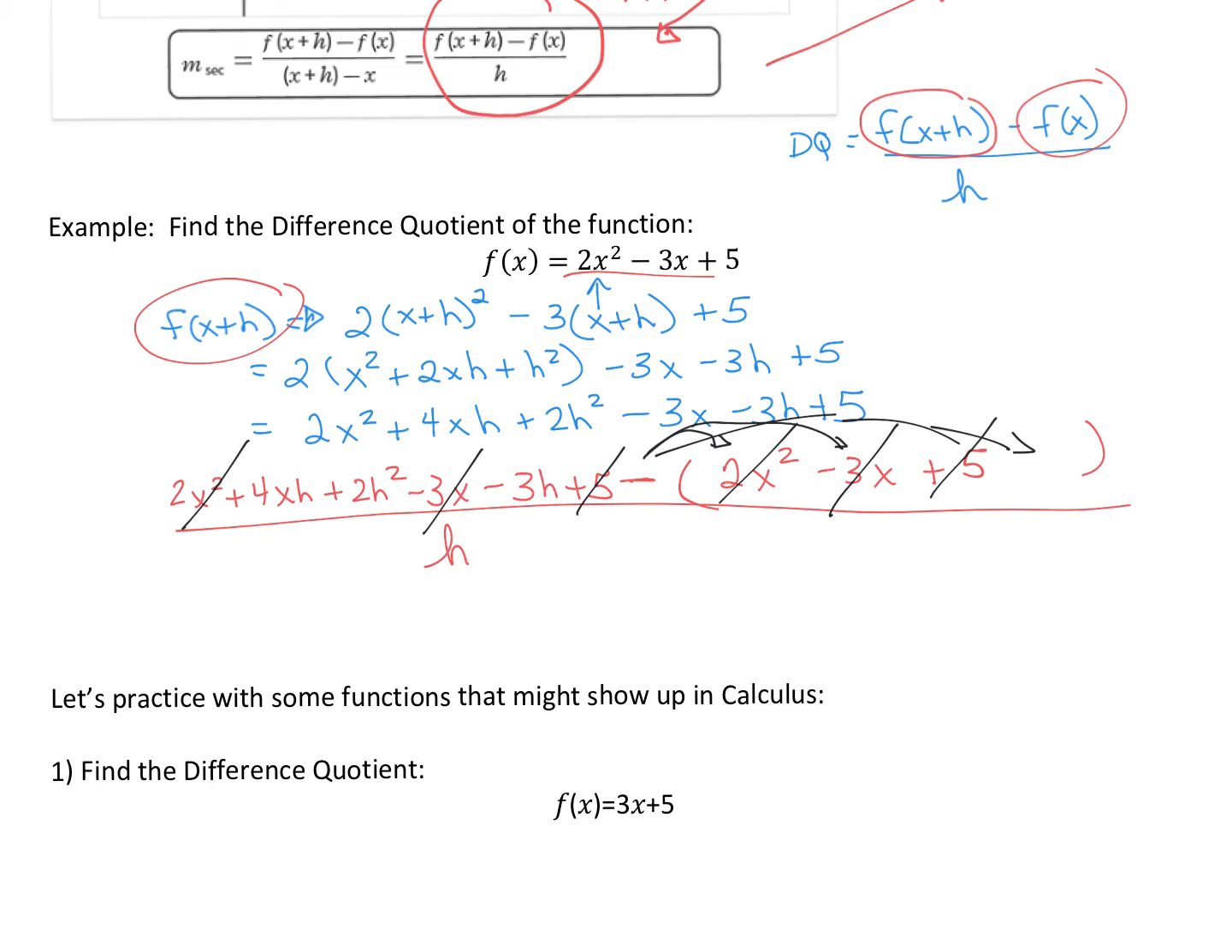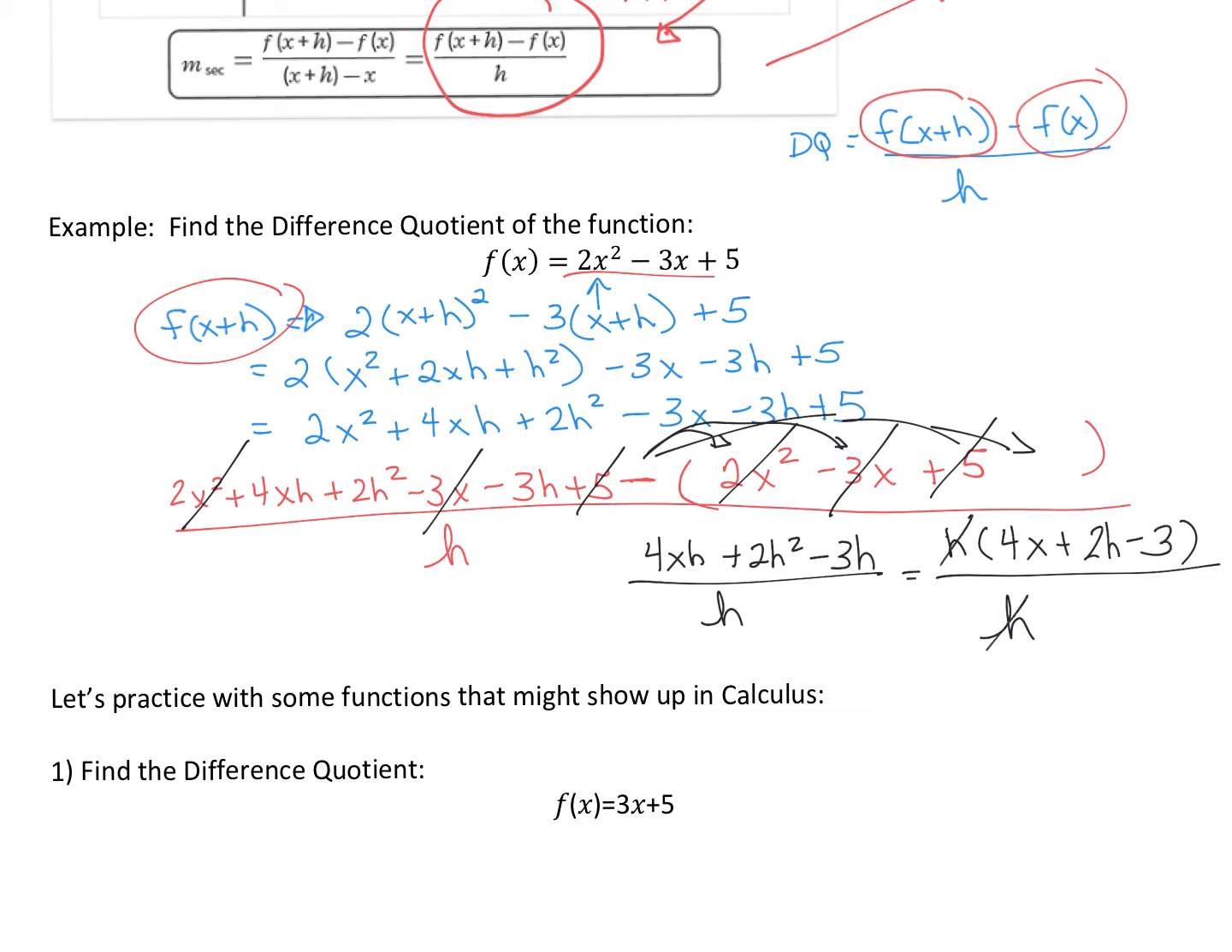So we end up with 4xh plus 2h squared minus 3h all over h. My next step would be to factor an h out of the top because I notice it's in each term. And then I can cancel. So the difference quotient for this function is 4x plus 2h minus 3.